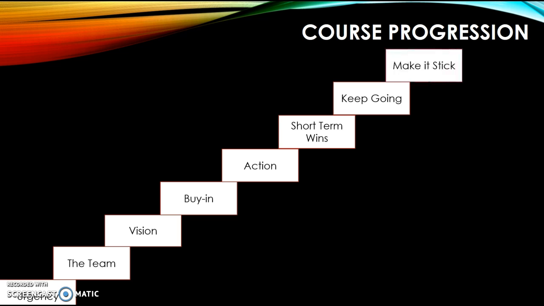And then lastly, once you have implemented a change, I think one of the hardest things to do is ensure it sticks. And how do you embed those changes within the organization? And one of the key ways that we will talk about is establishing standards that embed those changes.